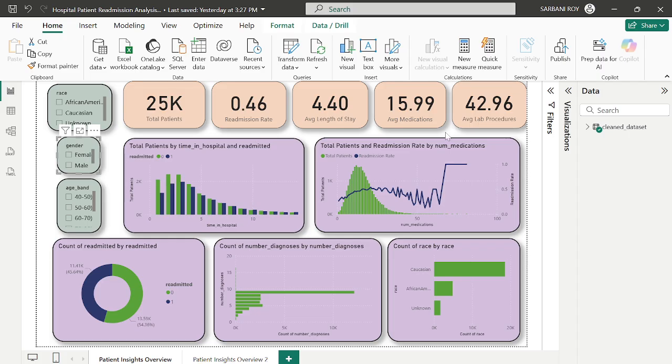So all these KPIs are displayed in bold black on white for maximum clarity.